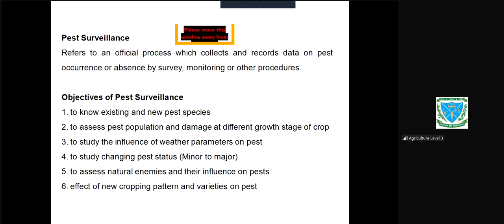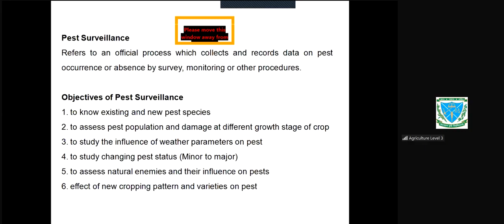To study the influence of weather parameters on pest. How can we know it? Say for example, for temperature, we can relate the population size with the temperature in the particular area for different months or different seasons.